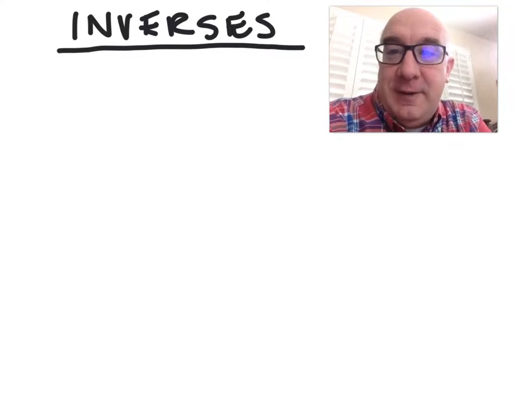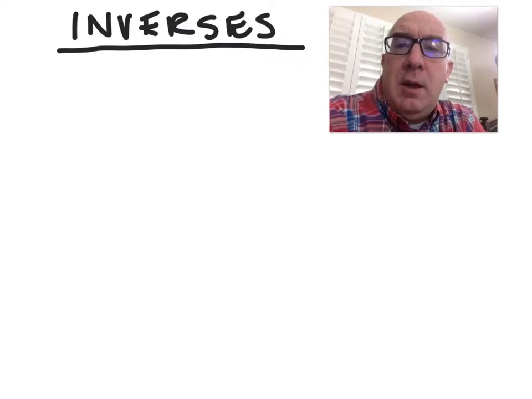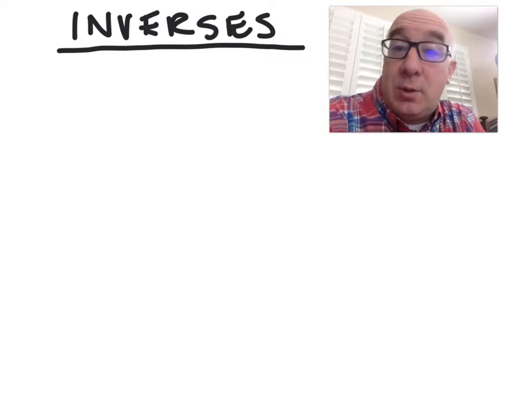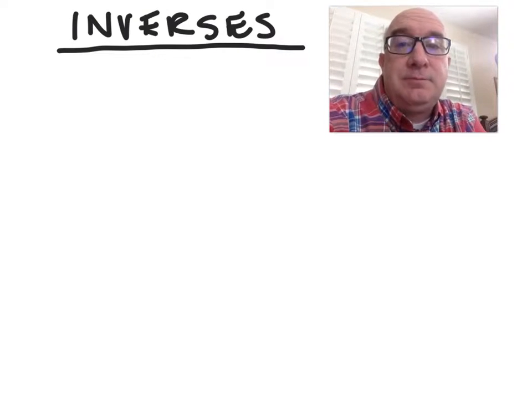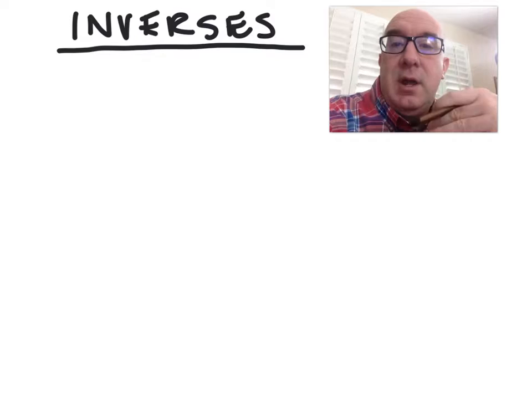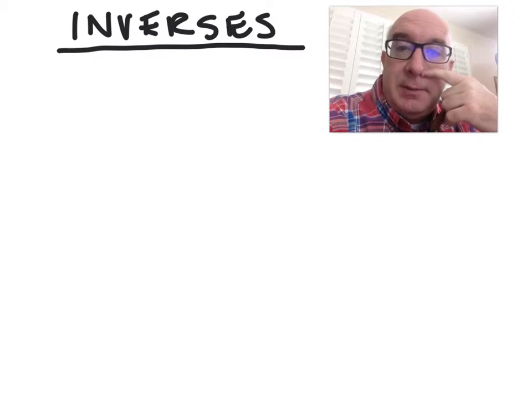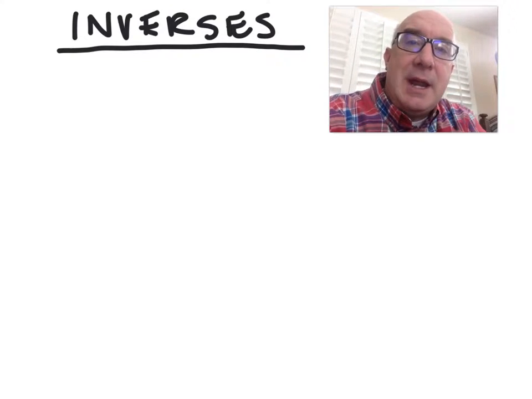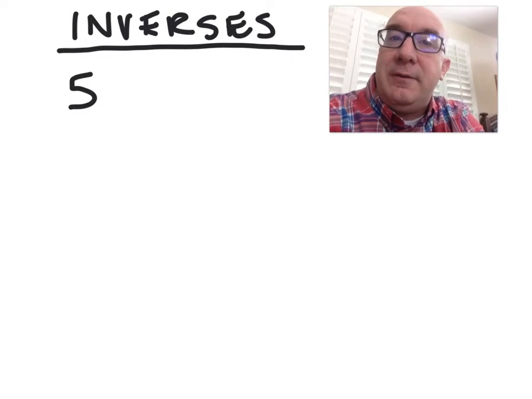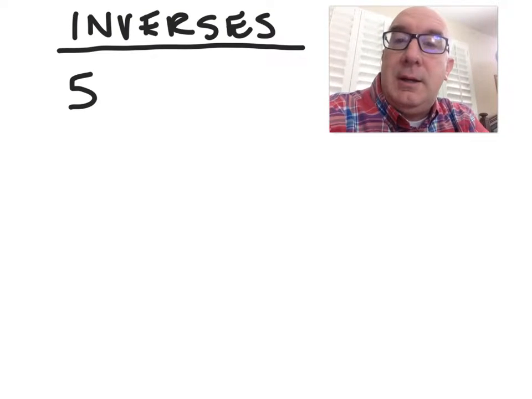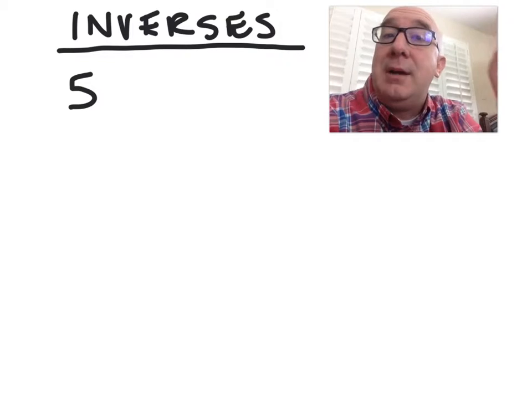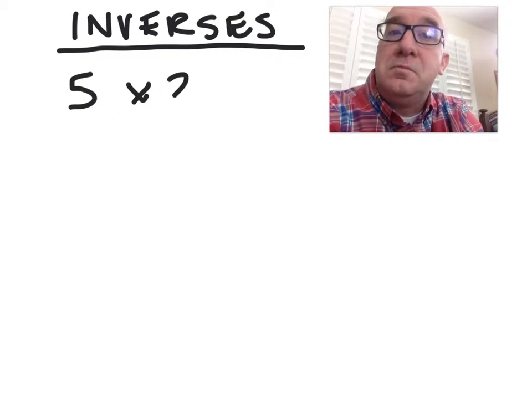All right, let's talk inverses for a little bit. First of all, inverses are something you're quite familiar with, whether you believe it or not. An inverse is kind of the undoing of something. So let me give you an example. Let's pick a number like 5 here, and let's multiply it by 2. Gives you 10.